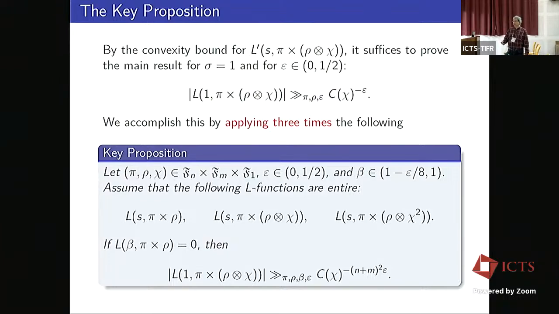Let's assume that these three twisted Rankin-Selberg L-functions, so the original Rankin-Selberg, the chi-twisted Rankin-Selberg, and the chi-square twisted Rankin-Selberg, are all entire. So let's assume we are not in the tricky situation where one of these has a pole. But nevertheless, the first guy at beta encounters a 0. So beta is a 0 of the first guy. Then, if L_S(pi x rho) has a 0 close to 1, all the twisted versions of it obey the lower bound we would like to establish.